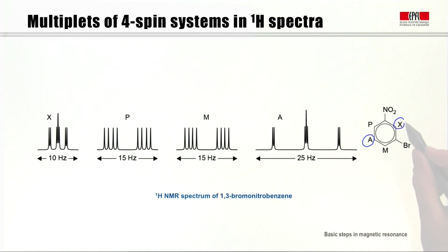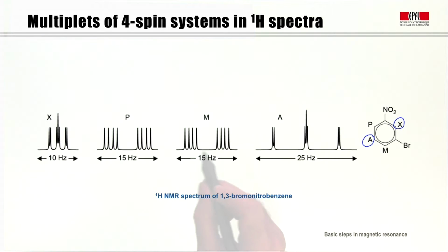And then we have this X here, which is across the ring, so to speak, and that will have a long-range para coupling to the A and medium range to the meta positions P and M. And as a result, the A multiplet will be split into what's sometimes called a pseudo-triplet. In fact, it's just a doublet of doublets with very closely related couplings. And there's a fine structure, which is a doublet, which is due to the para position X.